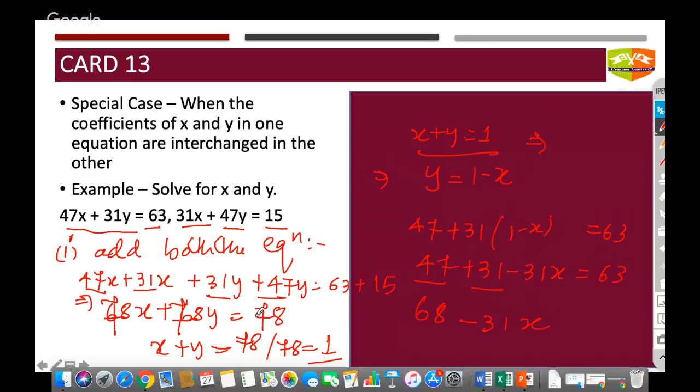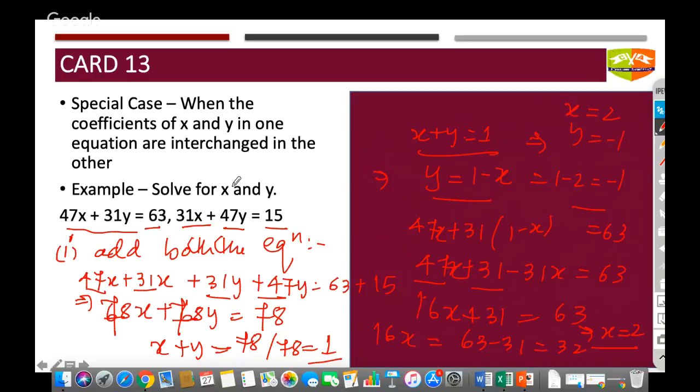I have got the equation x plus y is equal to 1, so y would be equal to 1 minus x. So y I'm keeping as 1 minus x. So 47x minus 31x makes 16x, plus 31 is equal to 63. 16x is equal to 63 minus 31, which is 32, and x is equal to 2. Now if x is equal to 2, this gives me 1 minus 2, which is minus 1. So x comes out to be equal to 2 and y comes out to be equal to minus 1.